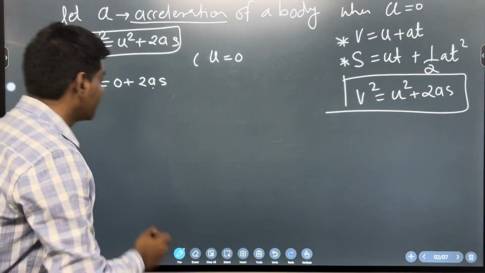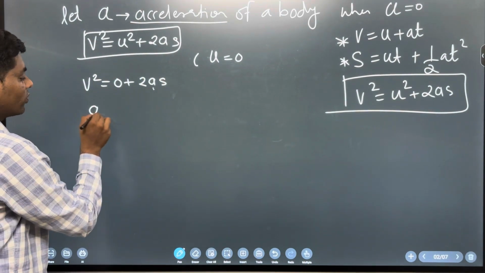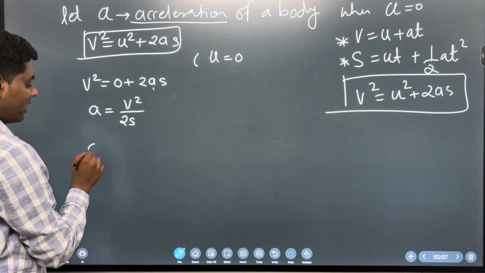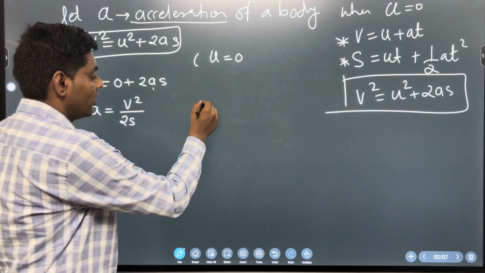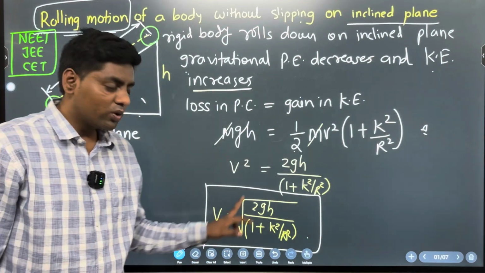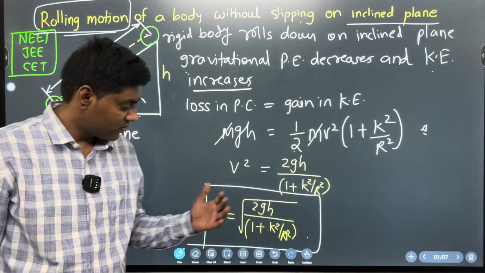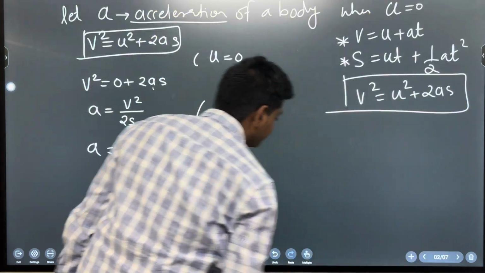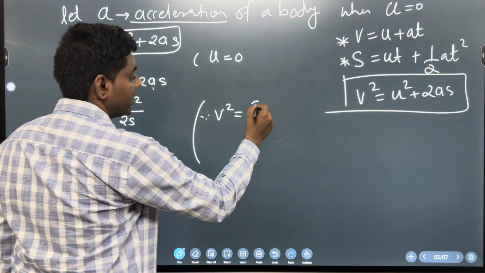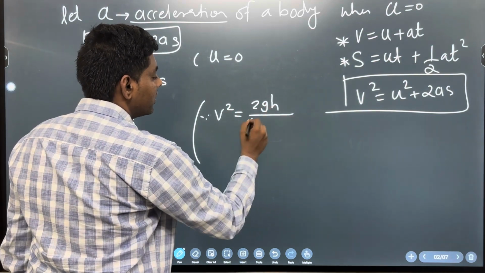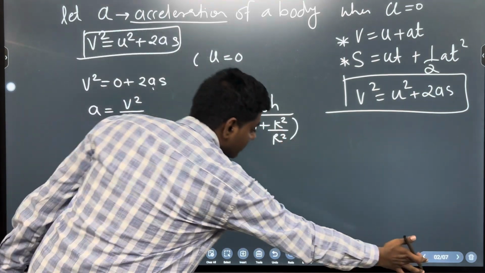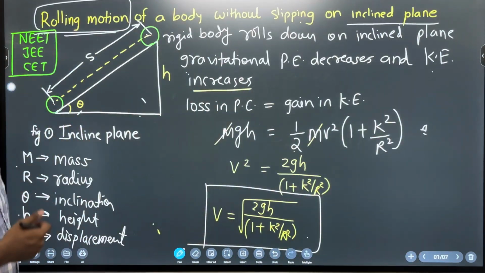So calculate this carefully. What will the answer be? a equal to what? v square, and 2s goes into the denominator. And we know the formula of velocity; we already calculated it: v equal to under root of 2gh divided by 1 plus k square upon r square. So we write the same formula. We have to calculate v square, so the answer will be 2gh upon (1 plus k square divided by r square).